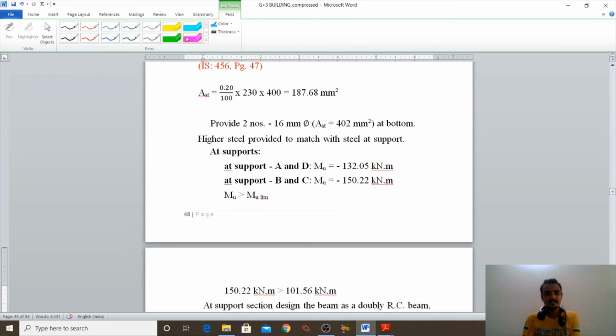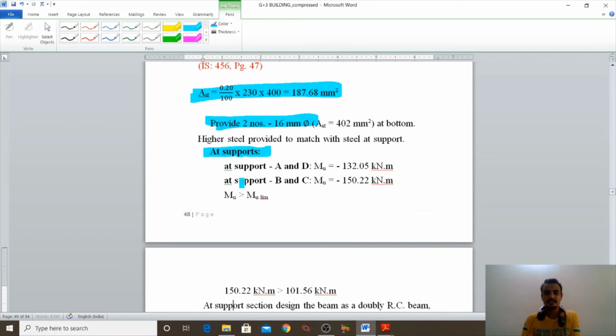So by the Pt 0.2 percentage, Ast is 0.2 divided by 100 into 230 into 400. So Ast is 187.68 mm square. Then provide 2 numbers of bars at 16 mm diameter at the bottom. So we designed our reinforcement at the center.